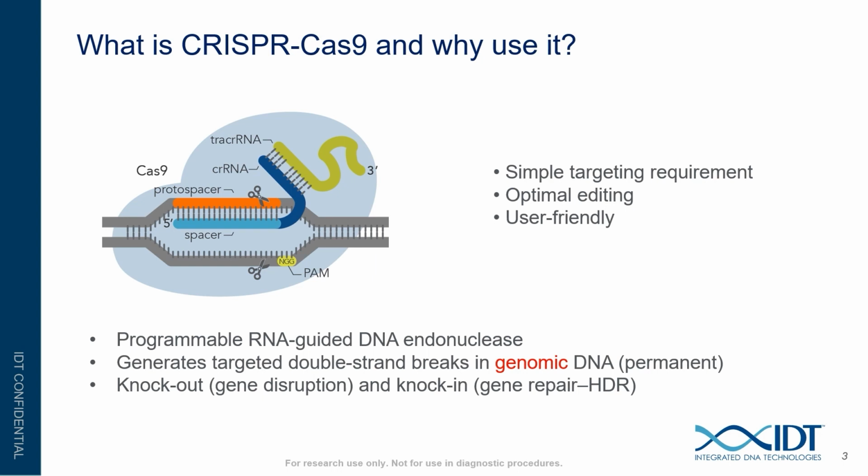The spacer sequence is adjacent to the PAM sequence, known as the protospacer adjacent motif. The PAM sequence can vary depending on the Cas endonuclease used, and the commonly known PAM sequence for SpCas9 is NGG.